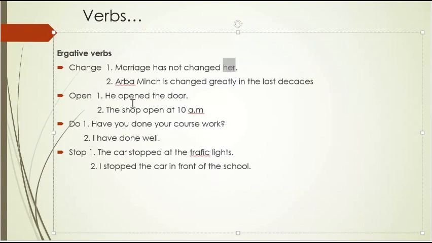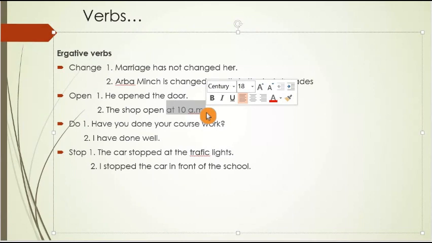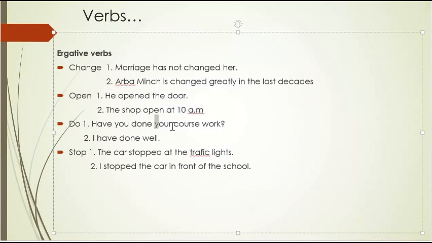The second one is open. He opened the door. Okay, look at the phrase the door after open. Can we say this one is a transitive verb? Yes. Can we say at 10 a.m. is transitive? No. So let's look at do. Have you done your coursework? Look after done: your coursework. Can we say this one is an object? Yes. And I've done well. Can we say well is an object? No, it's a complement.